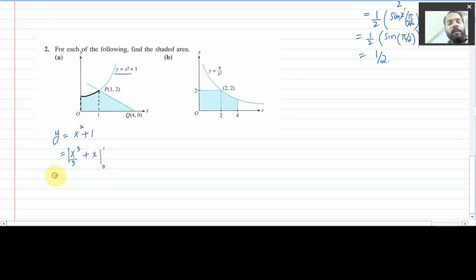Applying limits here, the upper limit gives 1 over 3 plus 1, and for the lower limit it will be 0, because the value of x is 0. Alright, so 1 over 3 plus 1 will be 3 plus 1, 4, upon 3. So that is the shaded area under the curve part, right?